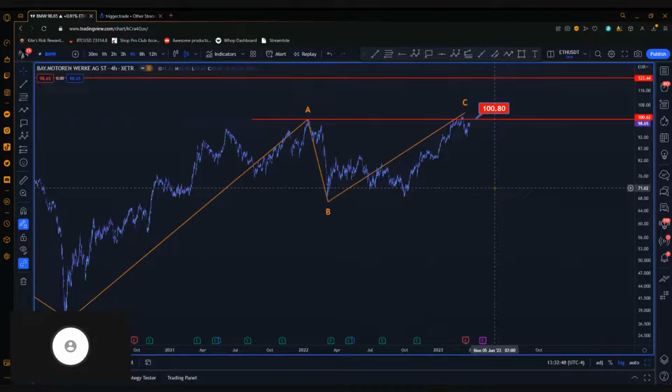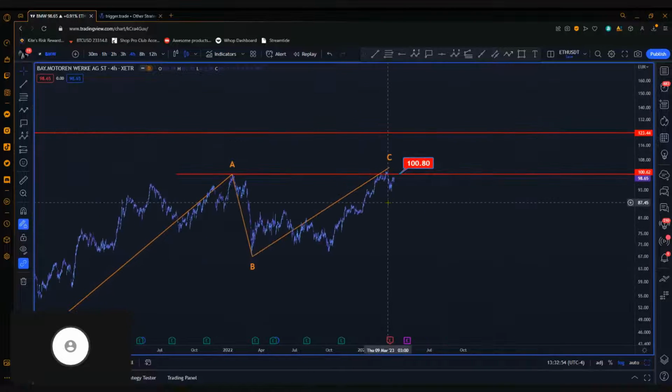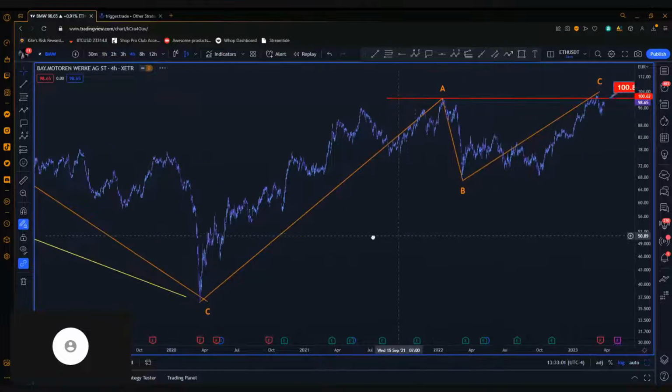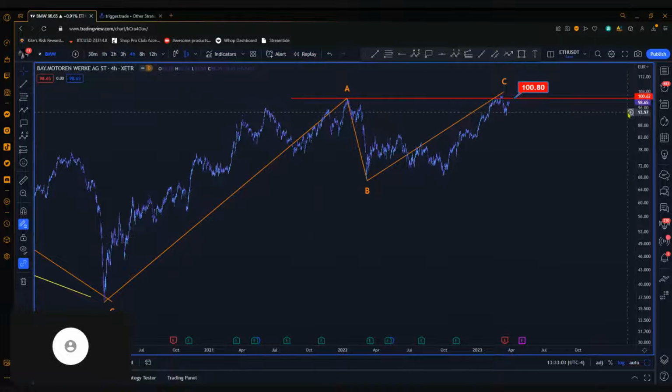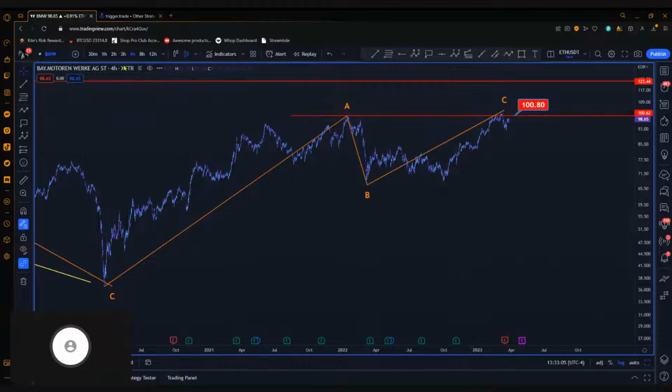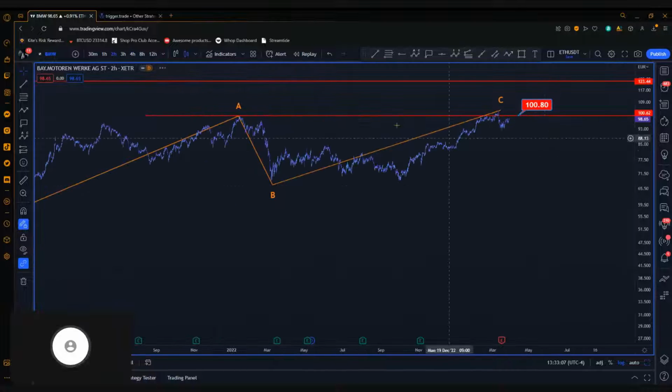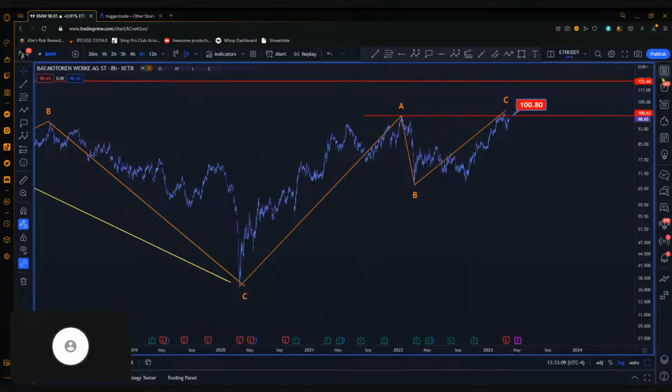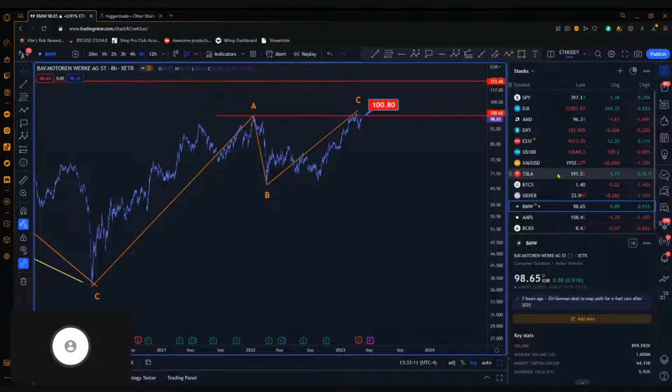That's definitely possible. So as long as we're below $100.80, BMW is looking pretty bearish, in my opinion. But if we can break through that, the next previous high we need to go ahead and test is that 123.44. But besides that, I don't see a smaller time frame bullish option for BMW at the moment. But that's pretty much it for that.